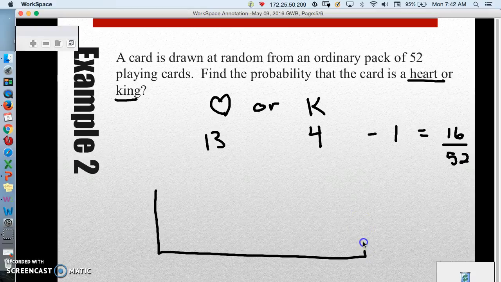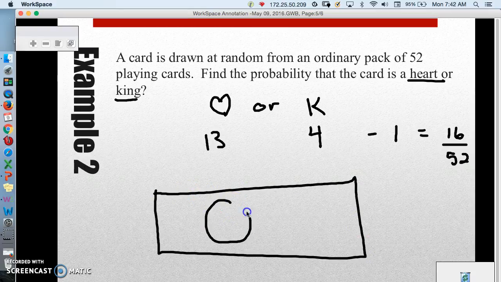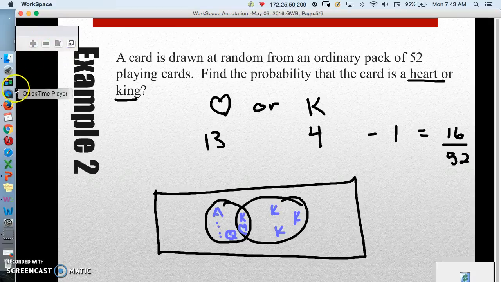If we look at our Venn diagram here, in here we have our king of hearts, then we have our other 3 kings hanging out here, and in this one would be the ace all the way through the queen. So we have 12, 13, 14, 15, 16. Whereas if we just added our hearts and kings, we're counting that king of hearts twice.